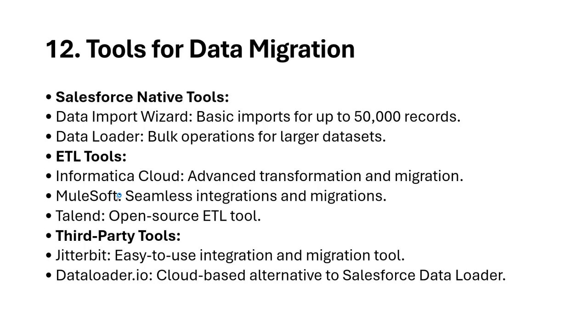So we can use the Salesforce native tool, that is the data import wizard. It is good for basic imports up to 50,000 records, and data loader is for bulk operations or larger data sets. We can do up to 5 million records through data loader, and it supports all objects, standard objects and custom objects, whereas with data import wizard, we cannot export data, and it doesn't support all standard objects, like it doesn't support opportunity and solution object, and for basic import it is good, right? And we cannot save the mapping file, whereas we can save the mapping file in data loader. So that's the difference.